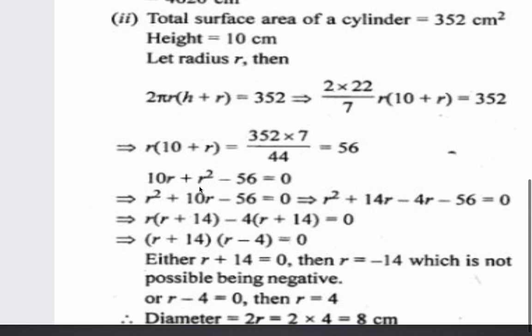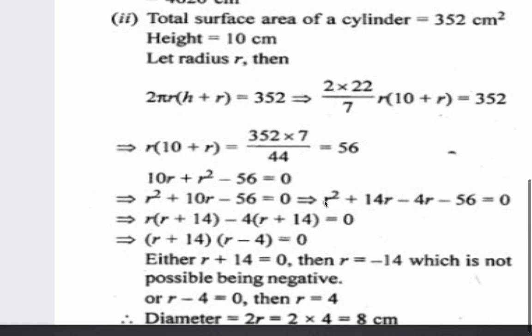And do we know how to solve a quadratic equation? Yes, students. We have done it. Okay. So rearranging it: r square plus 10r minus 56 equals 0. We have to take two numbers having product as minus 56 and sum as 10. So 14 fours are 56, plus 14 because I want plus 10, and minus 4.